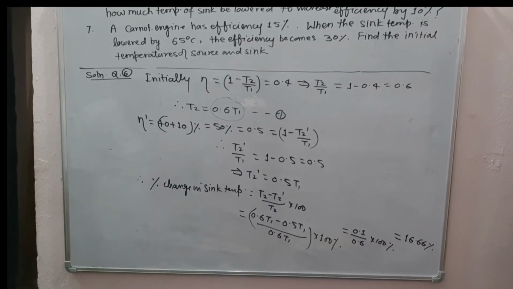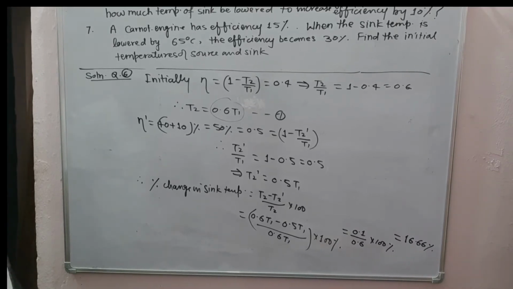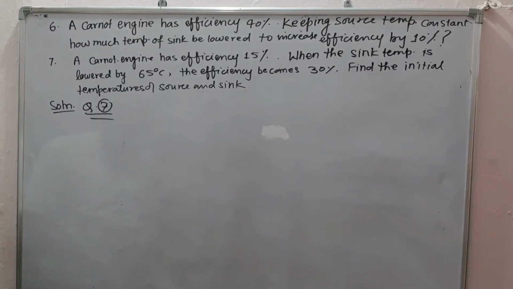A Carnot engine has efficiency 15%. When the sink temperature is lowered by 65 degrees Celsius, the efficiency becomes 30%. Find the initial temperatures of source and sink. Question number 7. A Carnot engine has efficiency 15%. When the sink temperature is lowered by 65 degrees Celsius, the efficiency becomes 30%. Find the initial temperatures of source and sink.